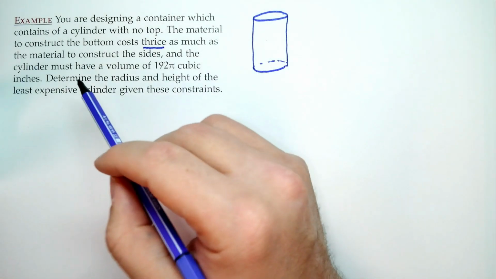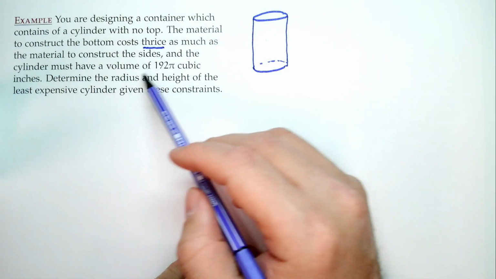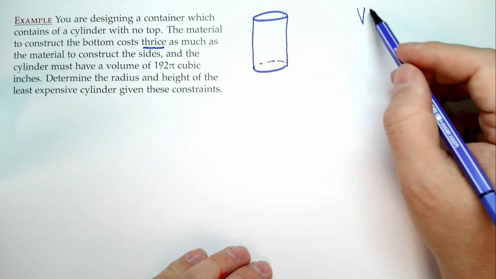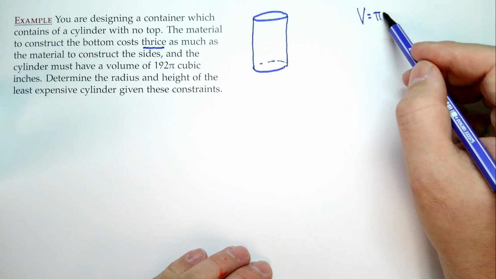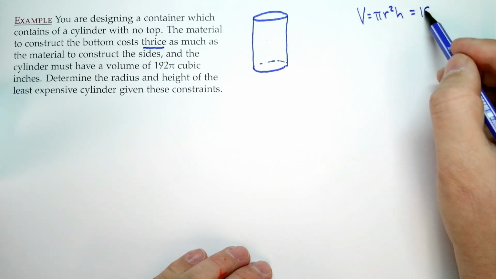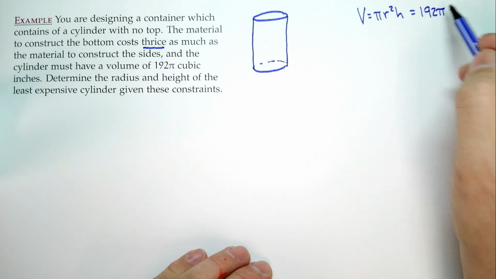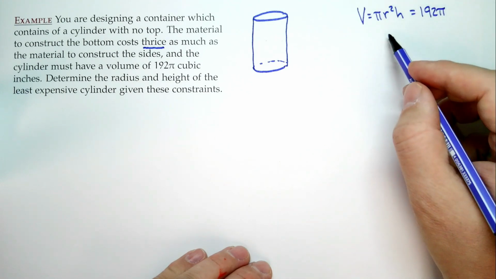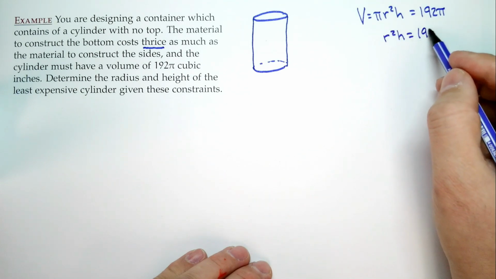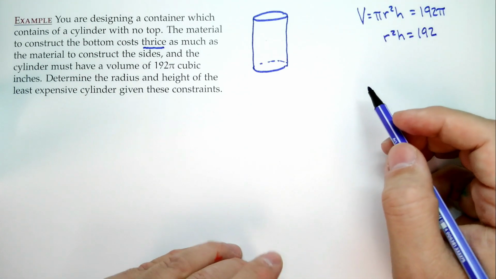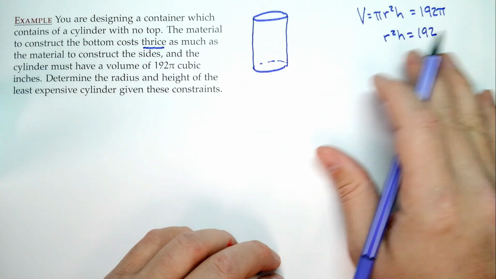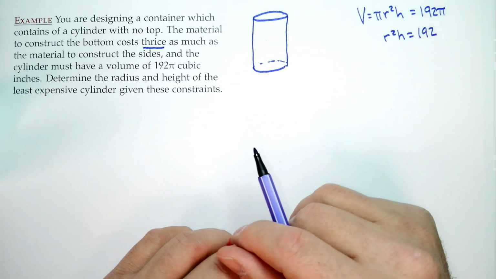Well, let's talk about our constraint. The volume has to be 192 pi. So we know that for a cylinder, the volume is the circle that's on the bottom times the height of the cylinder. We're told that's equal to 192 pi. So we can cancel off the pi's, and that allows us to say r squared h has to equal 192. So that gives us a relationship between r and h, which can help us solve for one and get us down to a single variable.